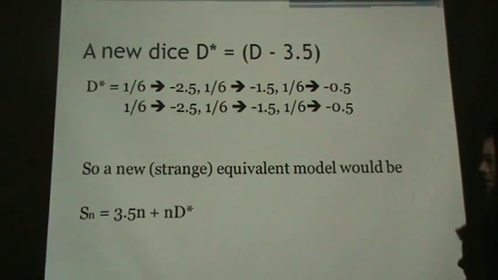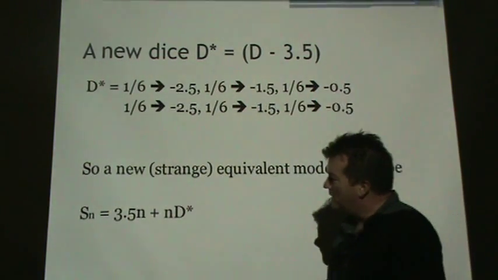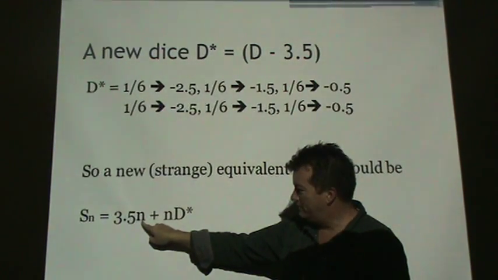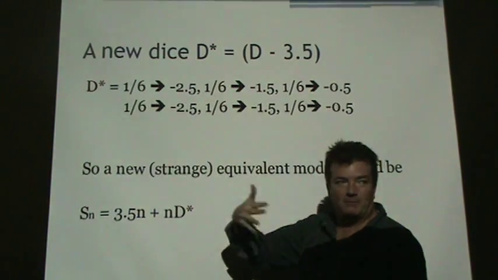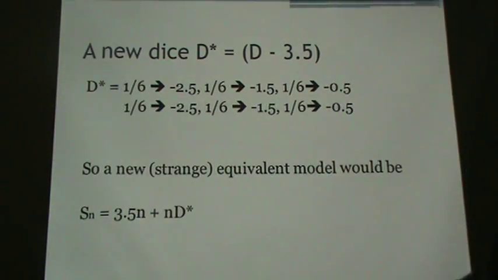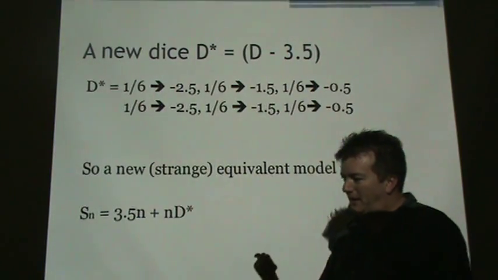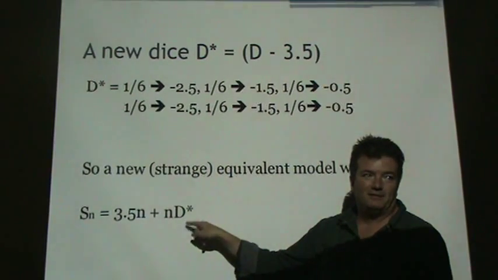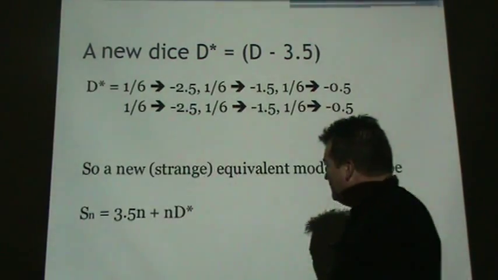Okay. So the new, strange, equivalent model now becomes this. You get 3.5 points every time you roll the dice, and then you get n times this new dice, which might be subtracting points from you, or might be adding extra points to you. So for example, if you roll a 6 on the old system, here you get 3.5 plus 2.5, which is 6, right? So really nothing's new, it's just the model has changed.